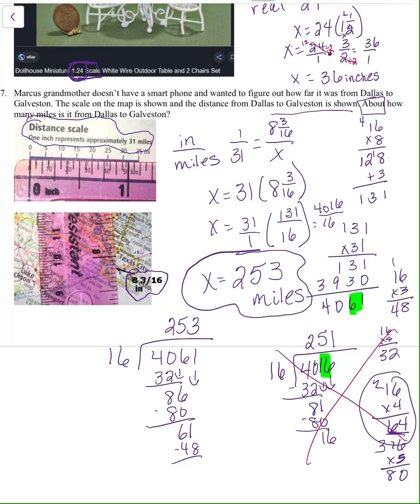So that's basically scaling. It's all proportional. You set up your word ratio first, then fill in your numbers and solve your proportion.